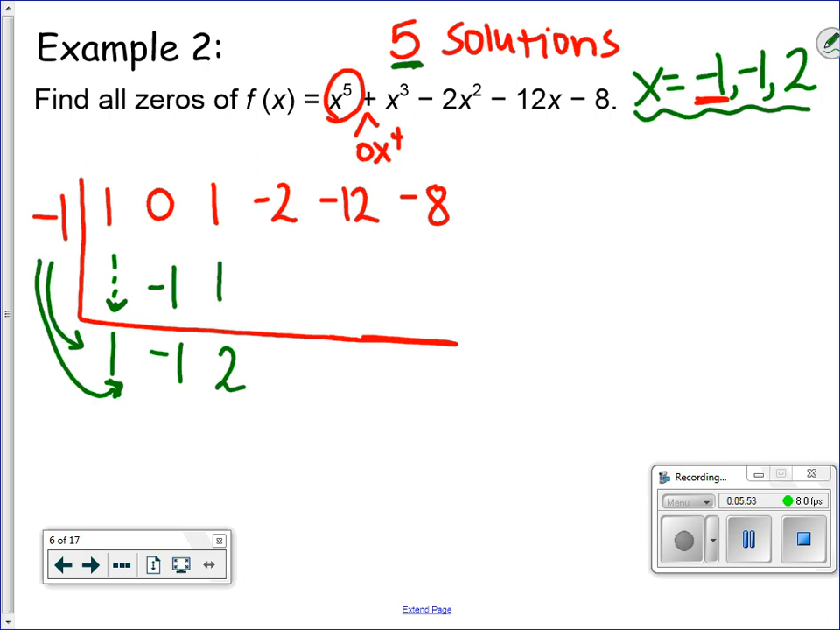Now take 2 times -1. That's -2. Add them together, you get -4. Multiply -4 by -1 and you get 4. Add those together, you should get -8. When you multiply that by -1, you get 8, which is awesome because when you add -8 plus 8, you get a remainder of 0, which is exactly what should happen. And I know that it happens because it crossed or touched the x-axis at -1.